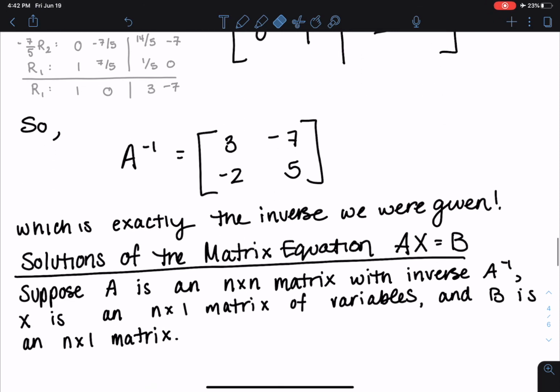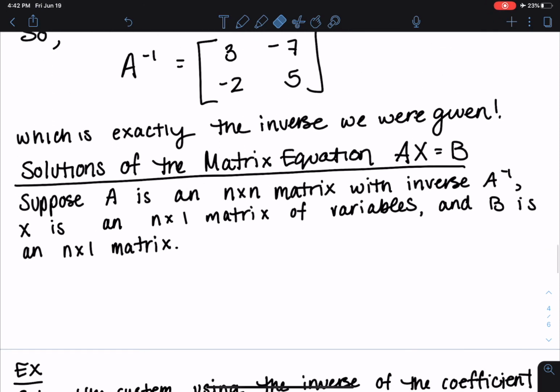Okay. So now the real reason we went through this whole process of finding a matrix inverse is it's going to help us solve a system of equations. So suppose you have a matrix A, which is n by n, and it's got an inverse. You've got a matrix X, which is n by 1, and it's got a bunch of variables. And B is an n by 1 matrix of numbers.